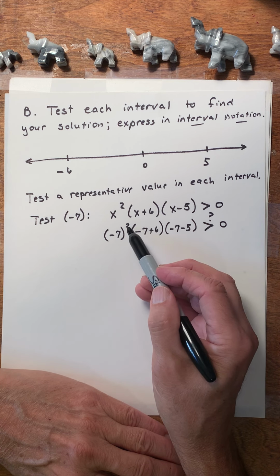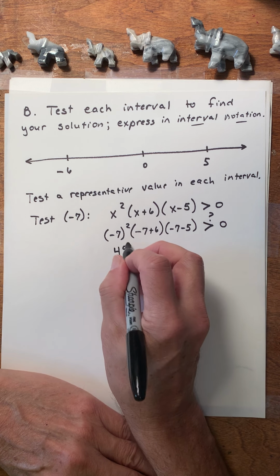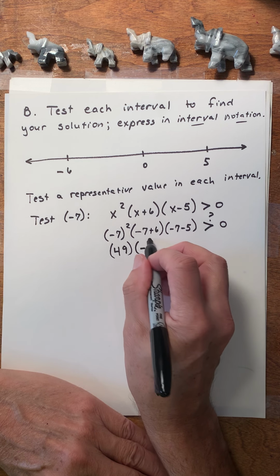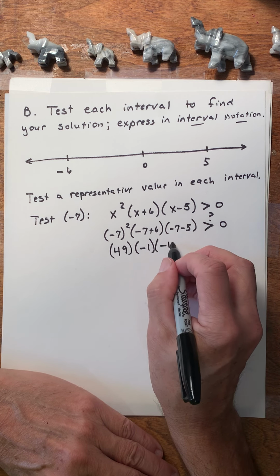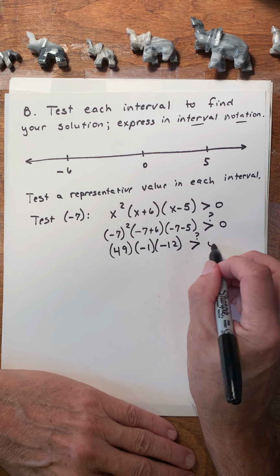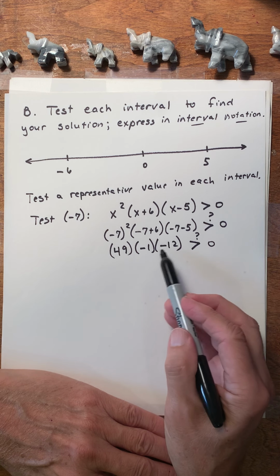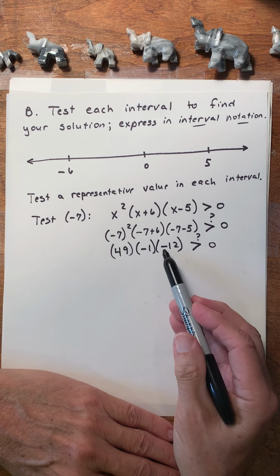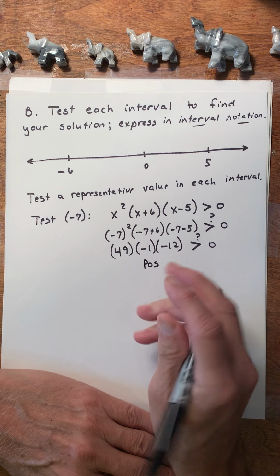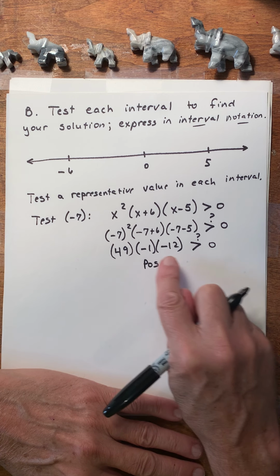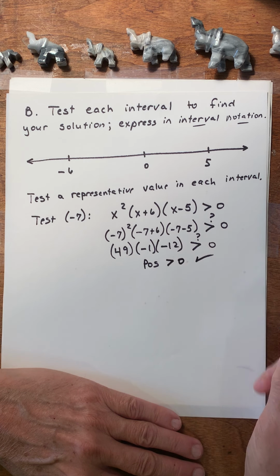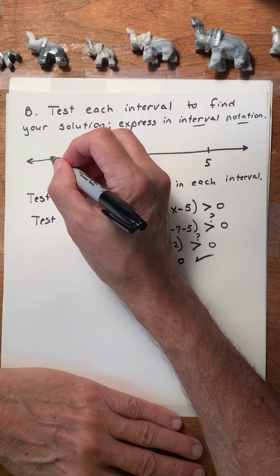-7 squared, a negative number squared, is a positive 49. -7 plus 6 is -1. It's a -12. Question, is that going to be greater than 0? How many negatives do I have? 2. Even number of negatives. That means I'm going to get a positive number here. It doesn't even matter what it is. It's a big old positive number. It's greater than 0. Yes. A positive number is greater than 0. This is a good section.